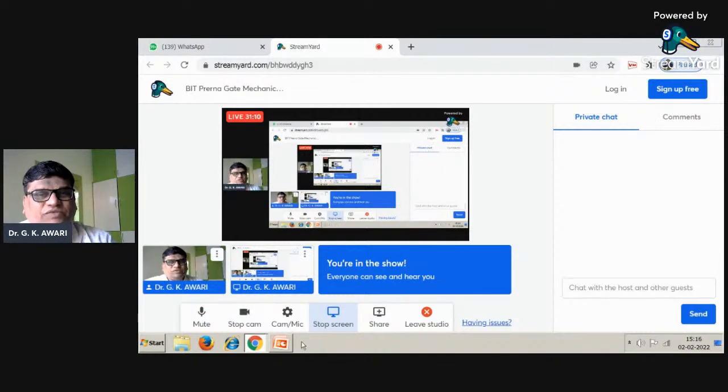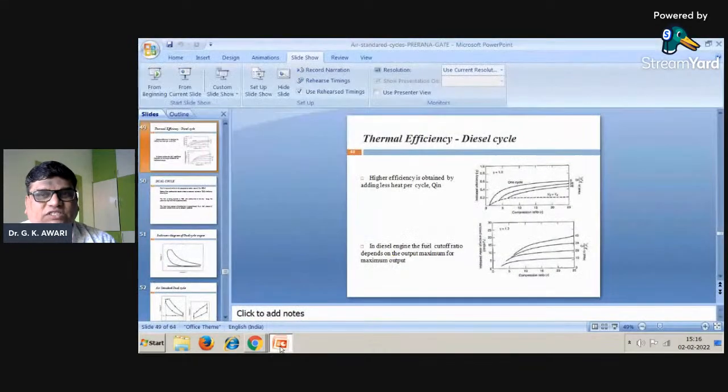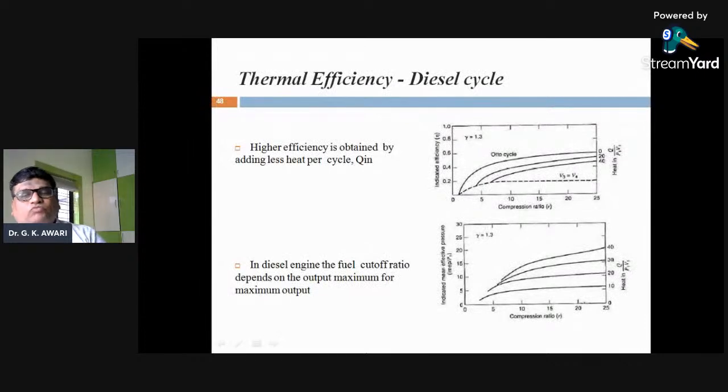So let me continue with the point where I left the discussion. Thermal efficiency characteristics of a diesel cycle. The higher efficiency is obtained by adding less heat per cycle, that is q in. You can see the comparison also.